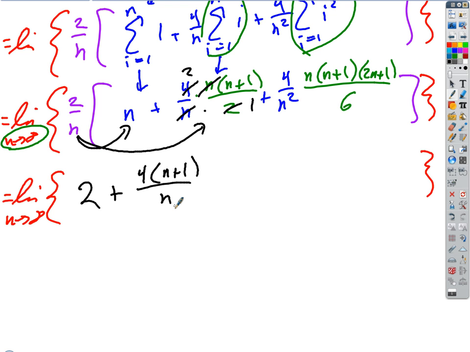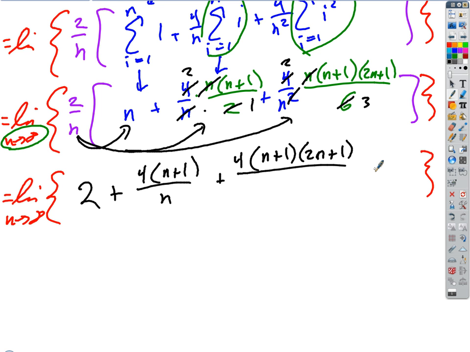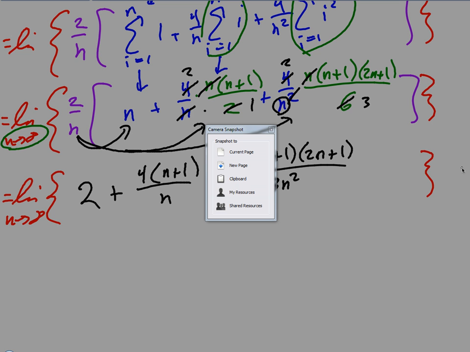Okay, what about here? We could cancel one of those n's. We could reduce this to a 2 over 3, and then when we distribute this all the way in, we get 4 times the quantity n plus 1 times 2n plus 1 over 3n squared. Good, because we still had an n there. Very good. Now look what's going to happen here. You can kind of see the writing on the wall. You know what's going to happen.